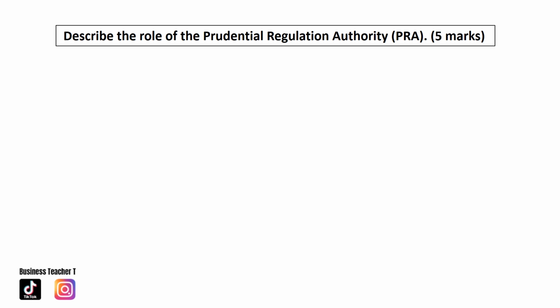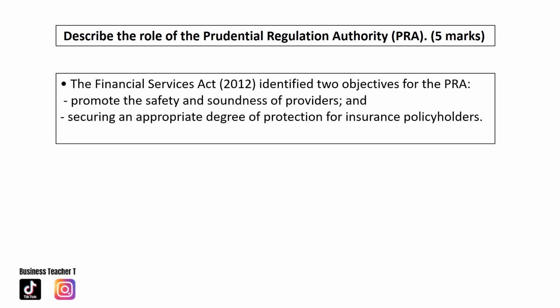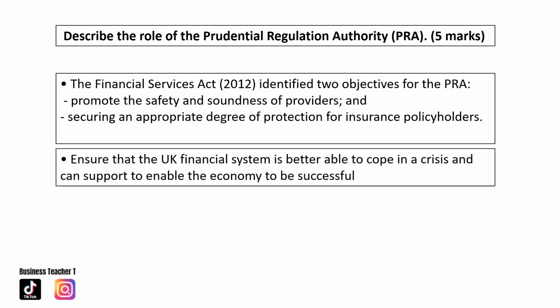Here are some points you might want to include. The Financial Services Act 2012 identified 2 objectives for the PRA: to promote the safety and soundness of providers, and securing an appropriate degree of protection for insurance policyholders. The PRA ensures that the UK financial system is better able to cope in a crisis and can support and enable the economy to be successful.